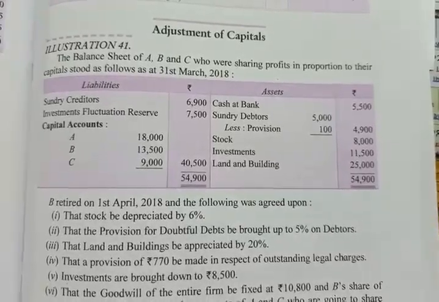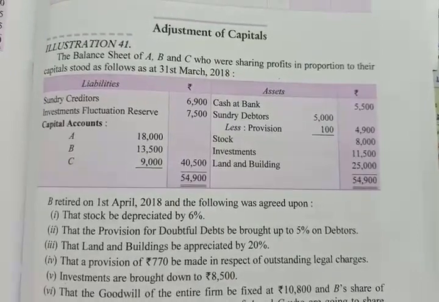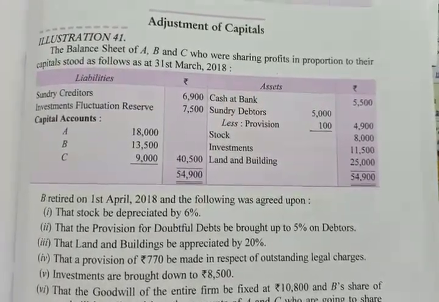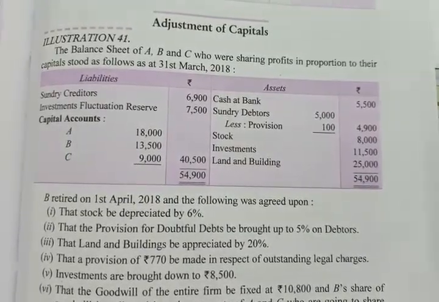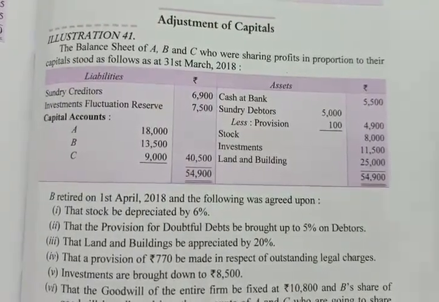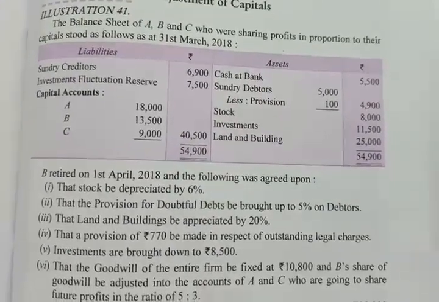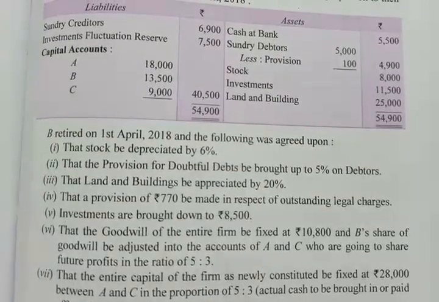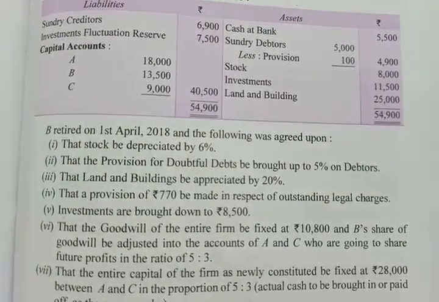Hello students, in this problem we will study adjustment of capital. See the problem. Balance sheet of A, B and C, who were sharing profits in proportion to their capitals, is given in the problem. After the balance sheet, the adjustments are given. B retired on 1st April 2018 and the following terms were agreed.